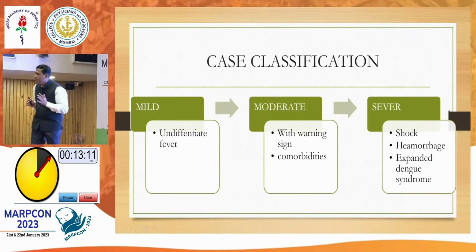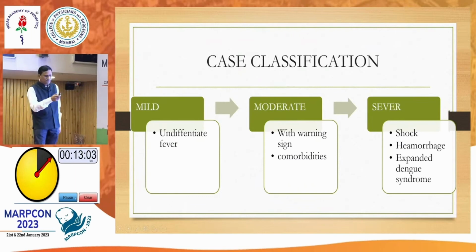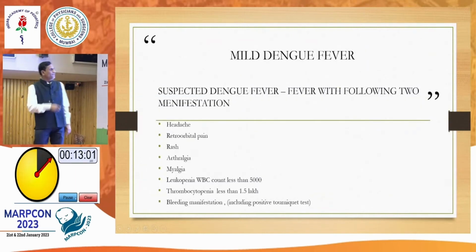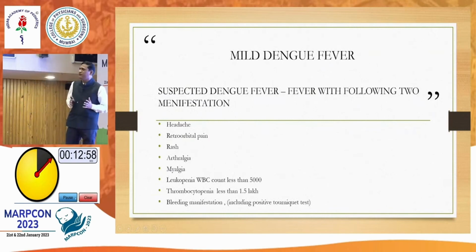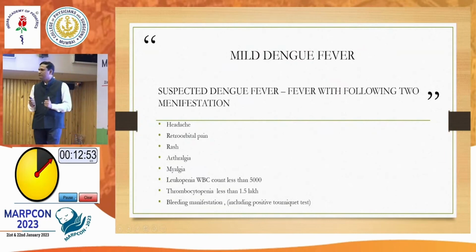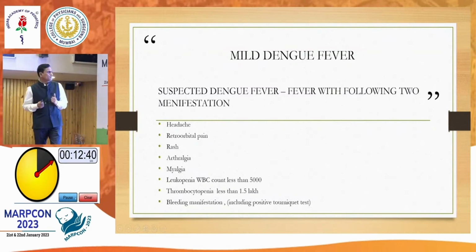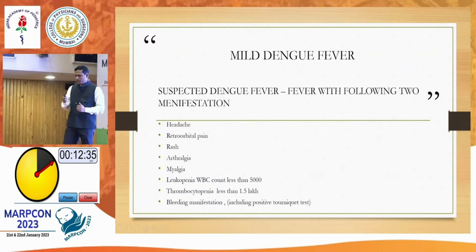Case classification is very important for the monitoring and treatment of dengue fever. These are classified into mild dengue fever, moderate dengue fever and severe dengue fever. In mild dengue fever, it is very difficult to differentiate it from other viral infections. How will you define suspected dengue fever? Fever associated with any 2 of the following manifestations: headache, retroorbital pain, rash, arthralgia, myalgia, leukopenia with count less than 5,000, thrombocytopenia less than 1.5 lakh, and tourniquet test positive.